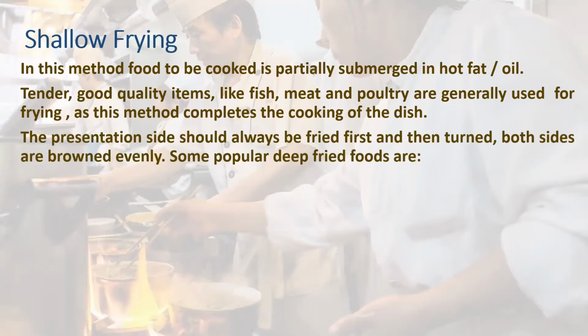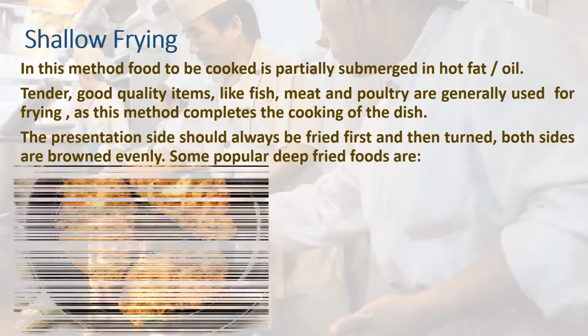Now it is important that apart from the earlier rules that we saw for deep fat frying, those rules do apply even for shallow fat frying. Here, the presentation side is put at the base. So that side goes down in the shallow frying first, and then it is turned over. So you have to ensure that it is browned evenly, and the side that goes on first is generally known as the presentation side.